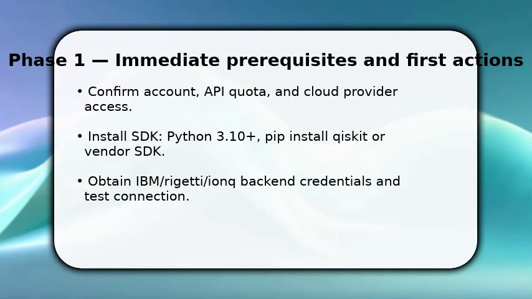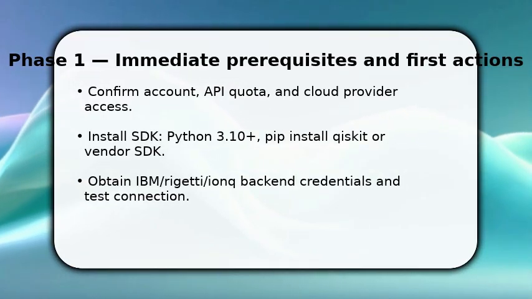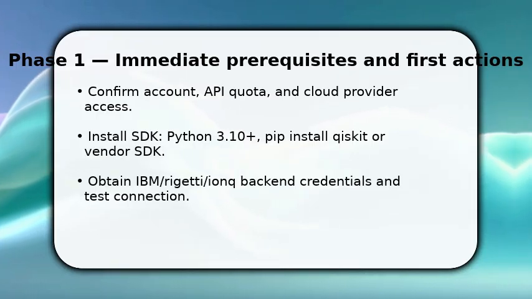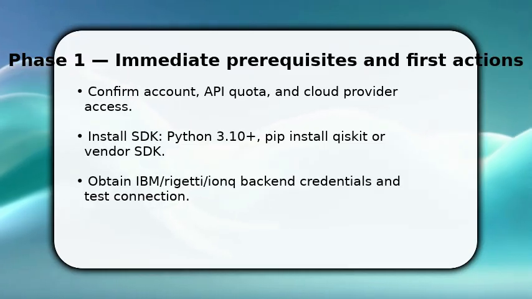You start by preparing your environment and gaining access. Make sure your account has API quota and you can reach the cloud backend. Install the vendor SDK now, for example, Python 3.10+, then pip install Qiskit or the provider package.